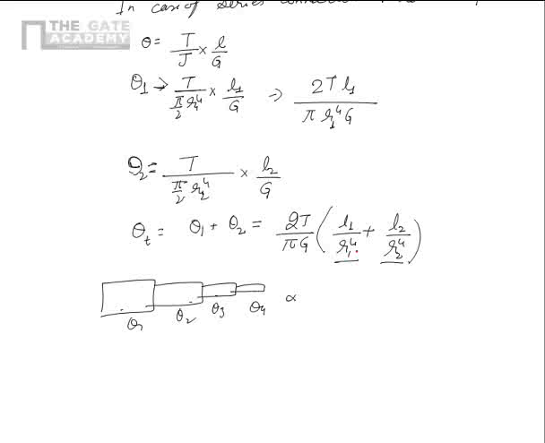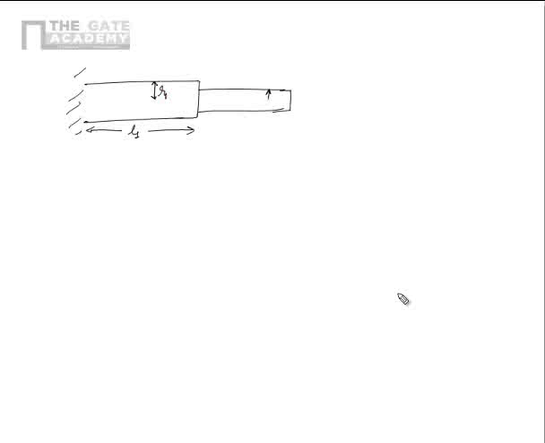Now let's see what happens in a different kind of connection, which is known as parallel connection. I have this kind of connection now. I have the same arrangement actually, with L1 and R1, R2, L2. Now I have both the ends fixed, and I apply a torque here like this, T.